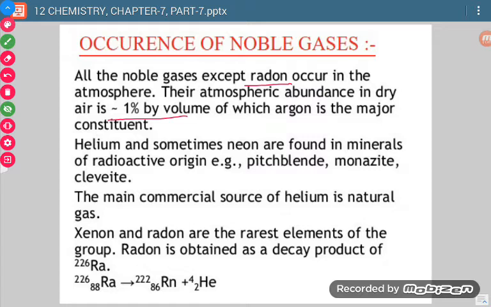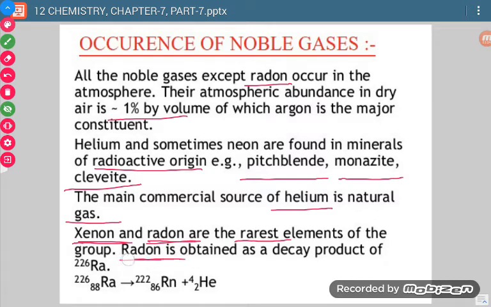Helium and sometimes neon are found in minerals of radioactive origin, such as pitchblende, monazite, cleveite. These are the names of ores. Okay, so helium and neon exist in these ores. The main commercial source of helium is natural gas. So helium is found in natural gas. Okay, xenon and radon are the rarest elements of the group. So the minimum found elements are xenon and radon.